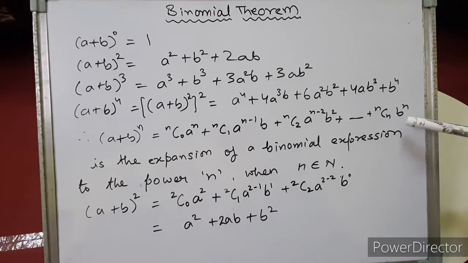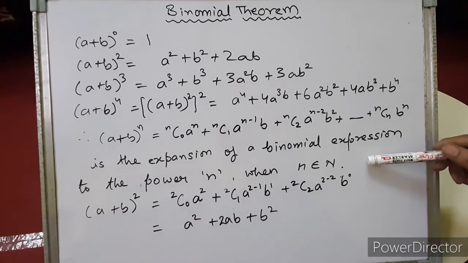expansion will be nc0 a to the power n plus nc1 a to the power n minus 1 b plus nc2 a to the power n minus 2 b square plus nc3 a to the power n minus 3 b cube plus and so on plus ncn minus 1 a to the power 1 b to the power n minus 1 plus ncn a to the power 0 b to the power n. So this is the expansion of the binomial expression. Using binomial theorem, we expand the binomial expression when the power is n, where n belongs to natural numbers.